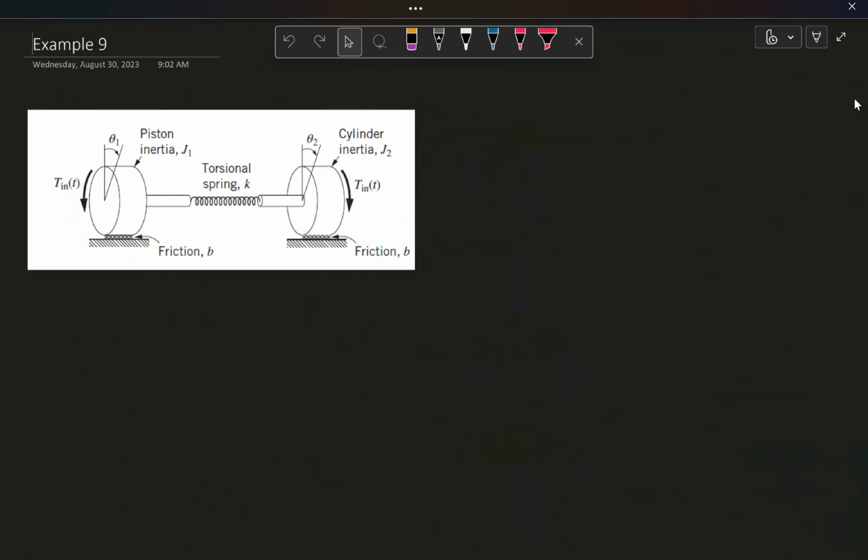Let's look into an industry application of a dual disk system, which is actually a proposed method or proposed model for a part of a hybrid vehicle. Let's get into it.